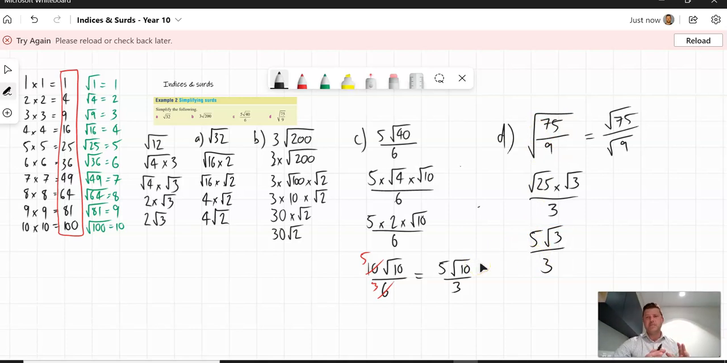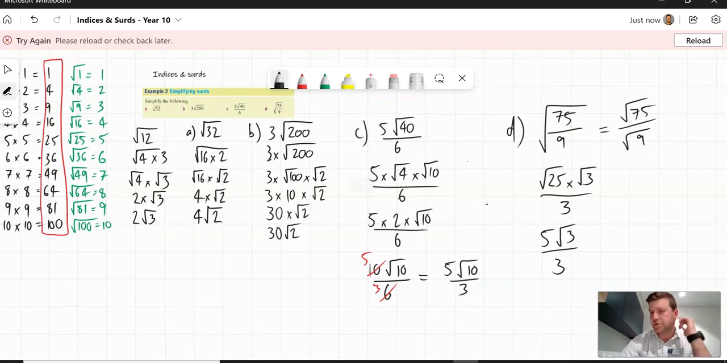Now this is the first sort of thing that we're looking at in this topic, and this is really important, especially when you want to add and subtract surds. It's really important to be able to understand how to simplify those surds before you can add and subtract them.